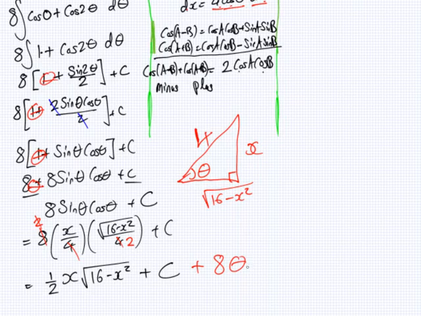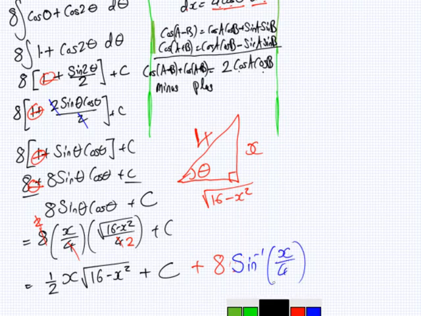Okay, so what is theta though? How can I get theta from this triangle? Sine inverse. Yeah, go ahead, KJ. Sine inverse X over 4. Yeah, 8 theta plus sine 2 theta over 2.